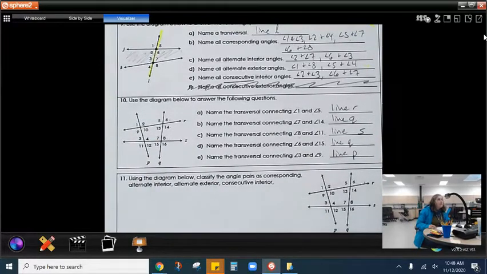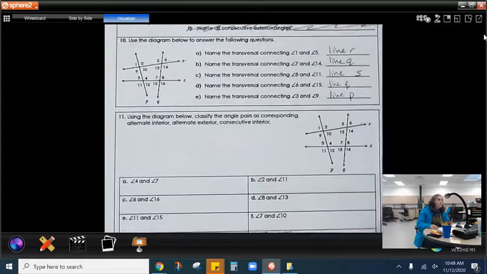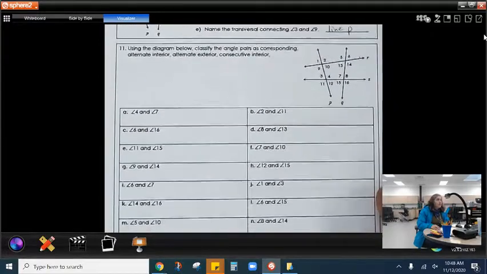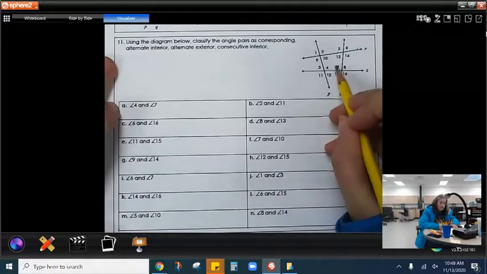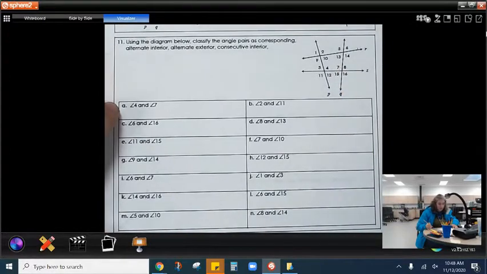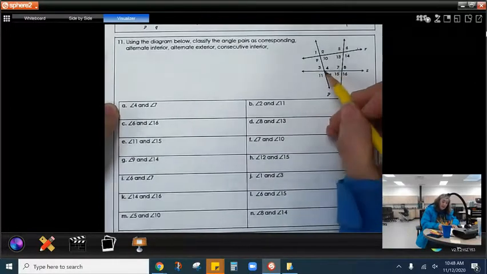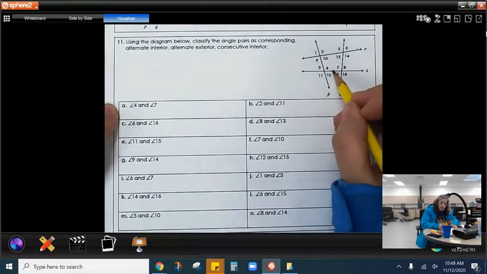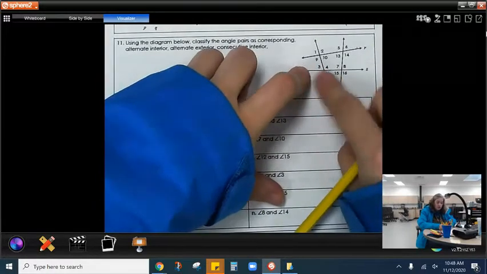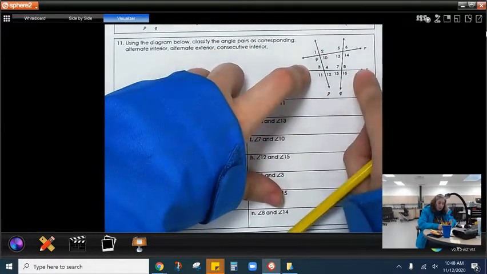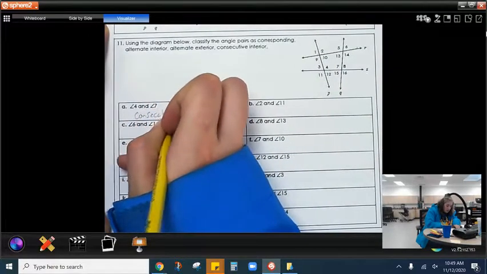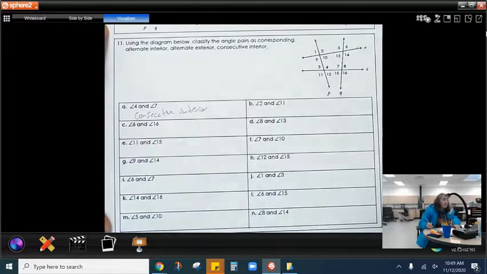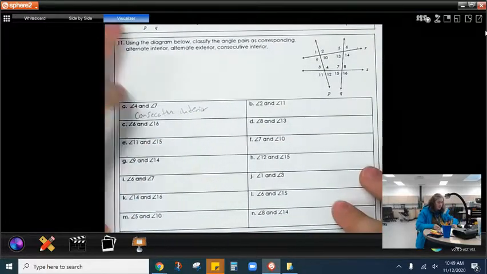So, let's come down here. We're going to use the diagram to classify the angle pairs. So we're going to start with angle 4 and 7. 4 and 7, what kind of a relationship do they have? They are on the inside, right? They are on the inside because here's their transversal. So this would be the inside. And they are on the same side. So this is consecutive interior. Sorry, terrible handwriting today, guys. Good thing I'm saying it for you.